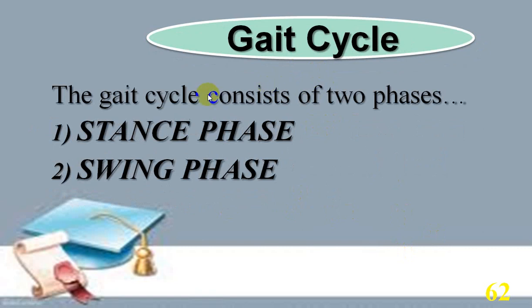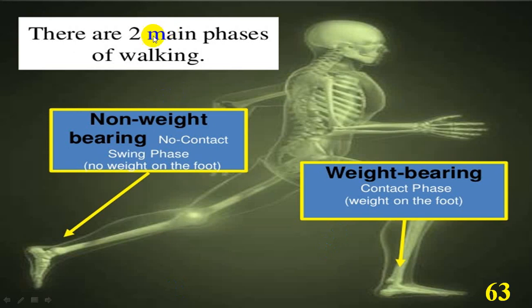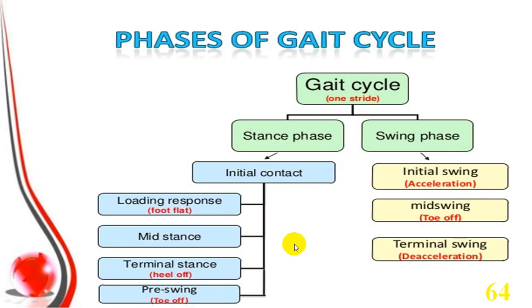And in that there are two phases in the gait cycle: stance phase and swing phase. So two main phases, non-weight bearing and weight bearing. The swing phase is non-bearing, no contact, and there is no weight on the foot, while weight bearing is a contact phase and there is weight on the foot. So you've got a stance phase and a swing phase.